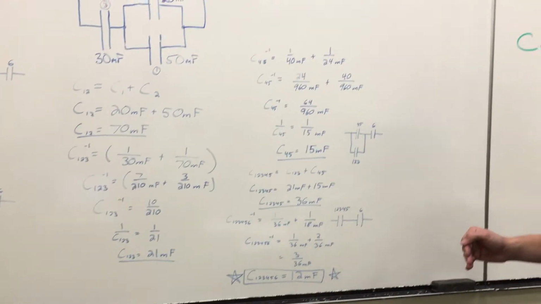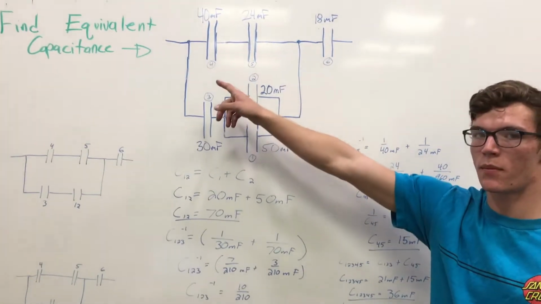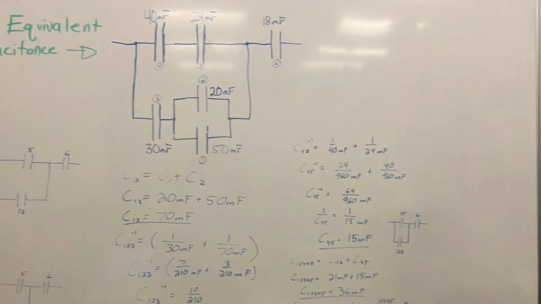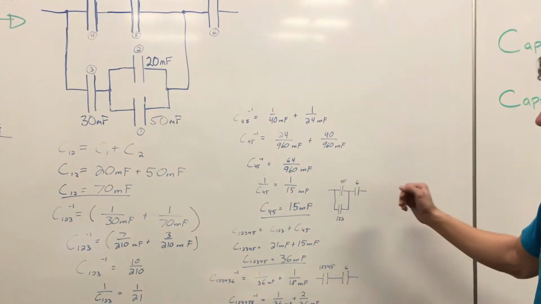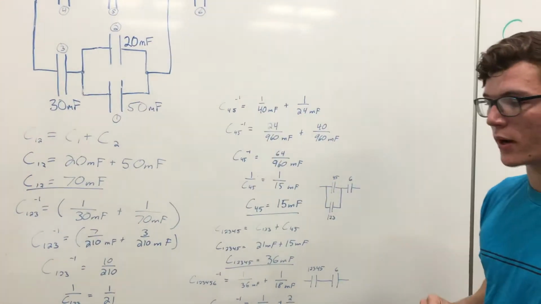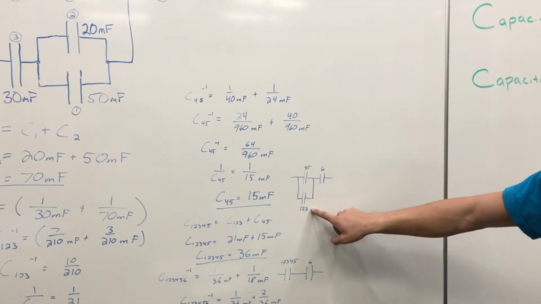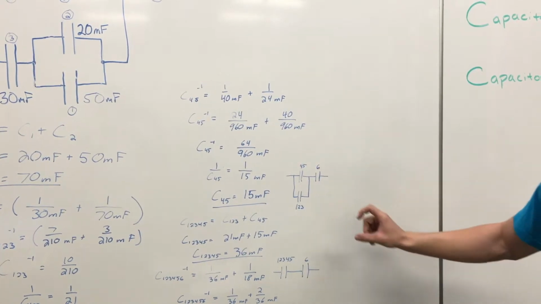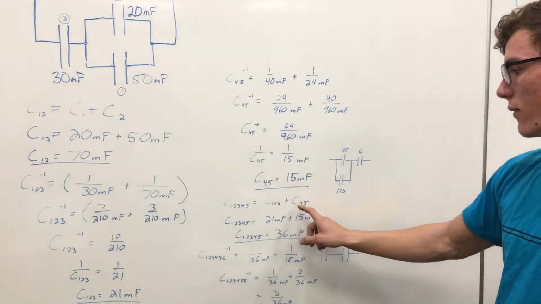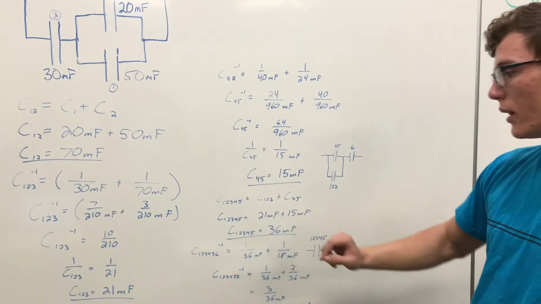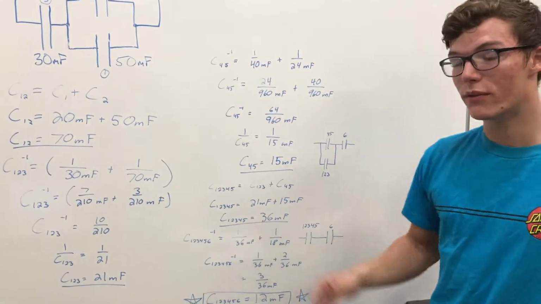When you find 1, 2, 3, you have 4 and 5 next, and you want to get them combined into one. They're in series, so you can do the inverse rule again, and when you do the math, it comes out to be 15 microfarads. So now you have capacitance 4, 5 and capacitance 1, 2, 3 in parallel, so you can use the additive rule again. You take the capacitance of capacitor 4, 5 and capacitor 1, 2, 3, which is 21 plus 15, and you get 36 for 1, 2, 3, 4, 5.